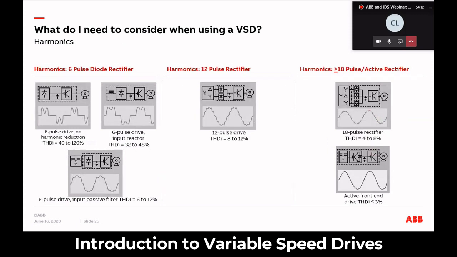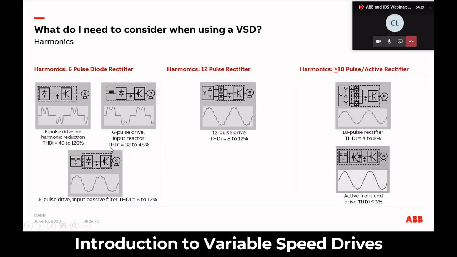Also, from a harmonics perspective, these are the typical levels of harmonics produced on drives, contributing towards the system. I've put a couple of examples on there to give you a flavour.